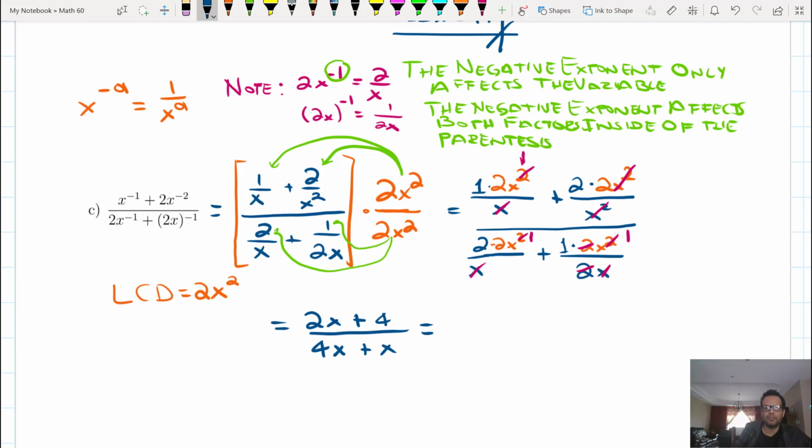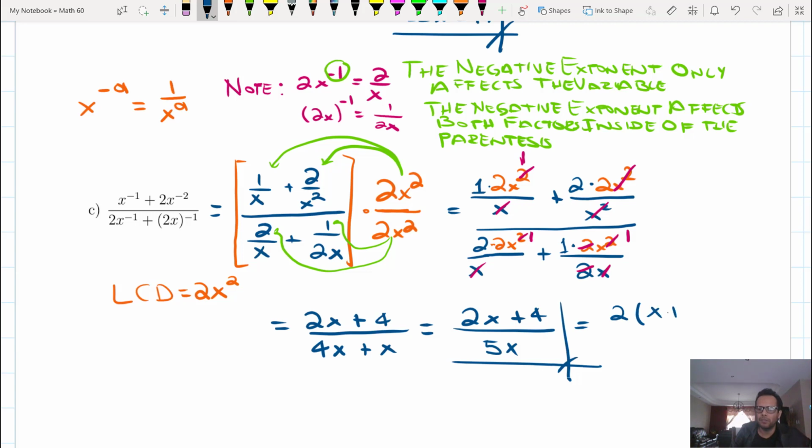So this simplifies to 2x plus 4, which is still the same, 2x plus 4. And then divide that by whatever we get from combining these two terms, which is 5x. And in this case, there is nothing to divide out. So even though you might want to go the extra mile, maybe, why not? 2 times x plus 2, no big deal. However, there will still be nothing we can divide out, okay?